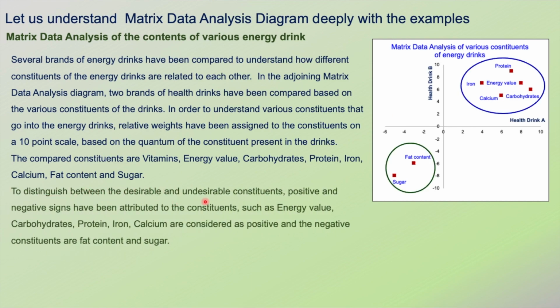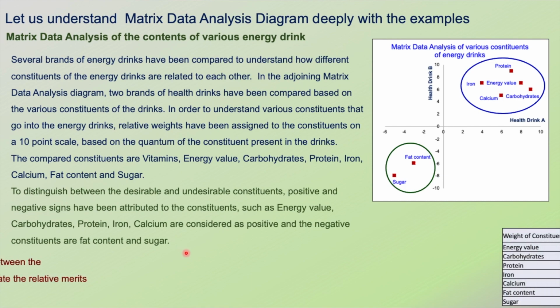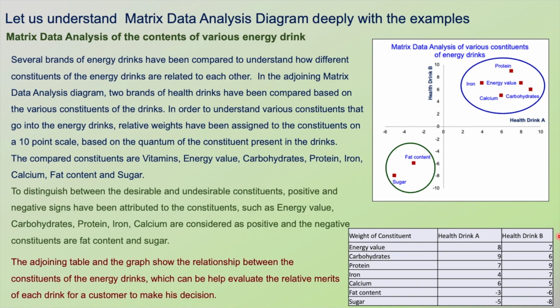To distinguish between the desirable and undesirable constituents, positive and negative signs have been attributed to the constituents. For example, energy value, carbohydrates, protein, iron, calcium are considered positive, and fat content and sugar are considered negative. The adjoining table has the values of those constituents compared for health drink A and health drink B. The adjoining table and graph show the relationship between the constituents of energy drinks. With that, we can evaluate the relative merits of each drink for a customer to take his decision. By looking at this information very clearly, which health drink is better, whether A is better or B is better, the matrix data analysis diagram helps.